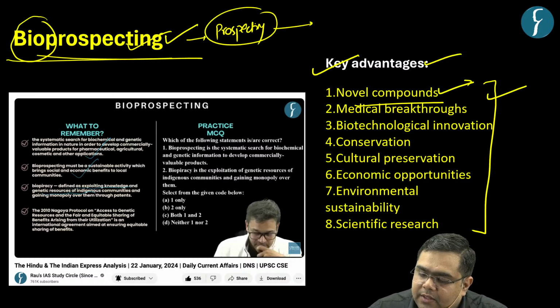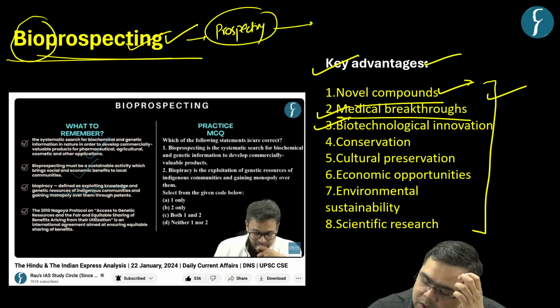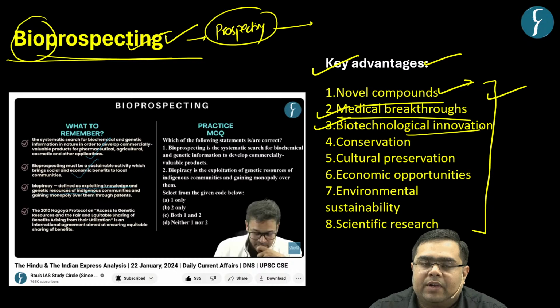issues, right? Then the second advantage can be with respect to the medical breakthroughs it can provide us. The next key advantage of bioprospecting could be biotechnological innovations. As we have already discussed, many kinds of biological innovations are happening. For instance, with respect to the malaria treatment vaccine, for which in the past couple of years scientists from China got the Nobel Prize. Then another advantage is with respect to conservation.